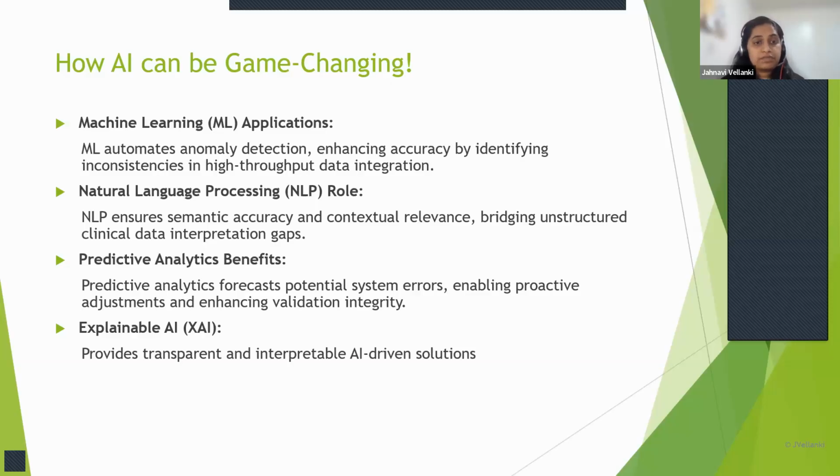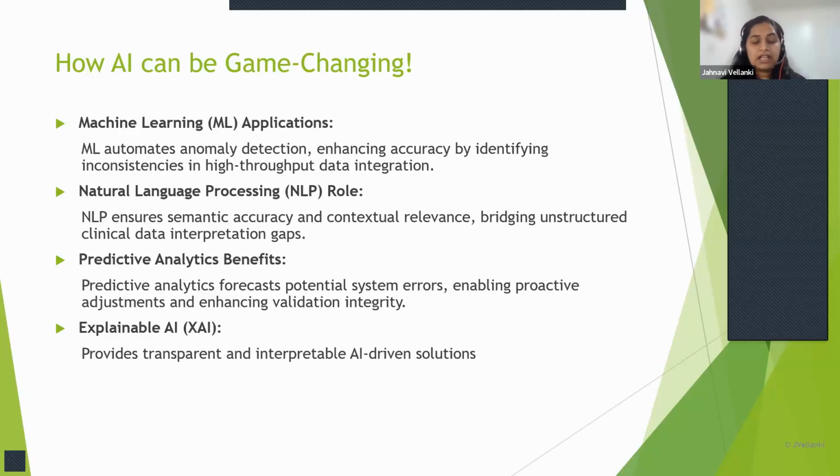Now, when we talk about the predictive analytics benefits, predictive AI models can forecast potential errors, enabling proactive adjustments and enhancing validation integrity. So you would know a particular instrument requires upcoming maintenance even before it goes into an error mode.